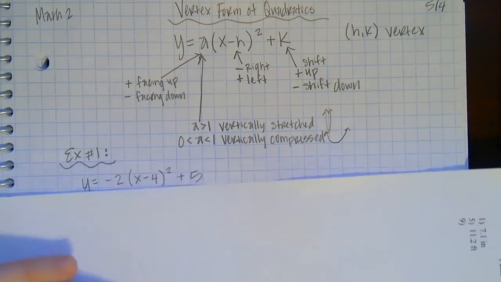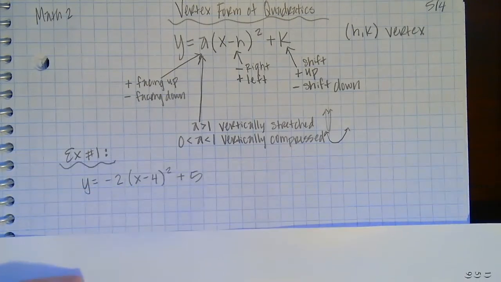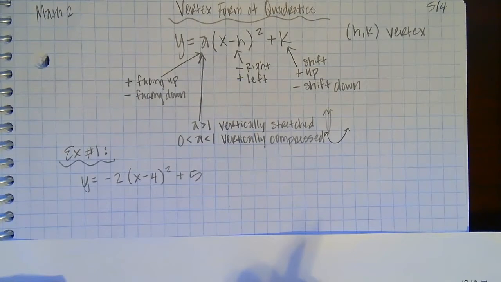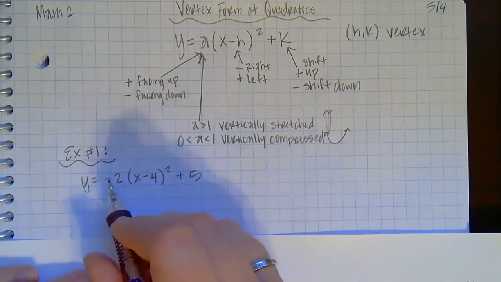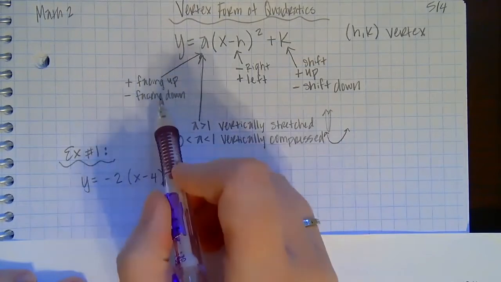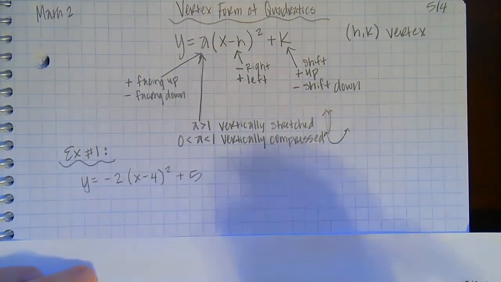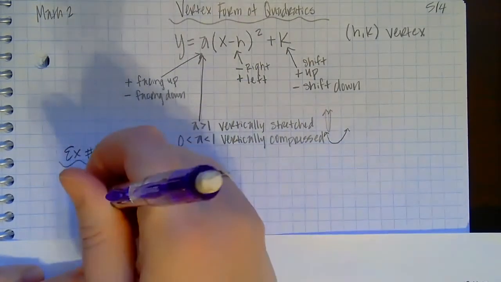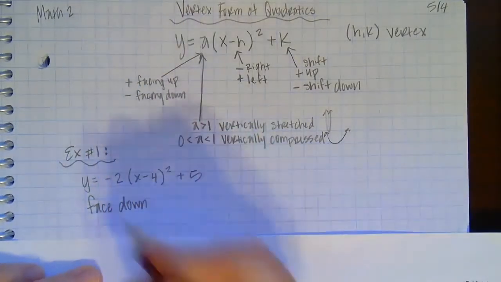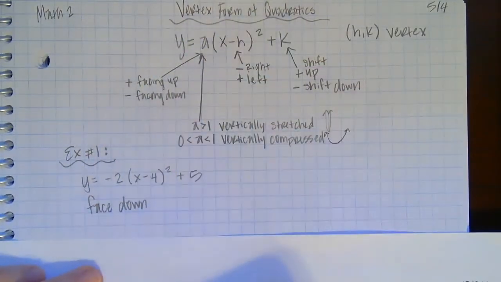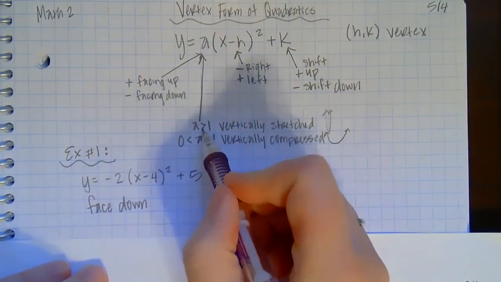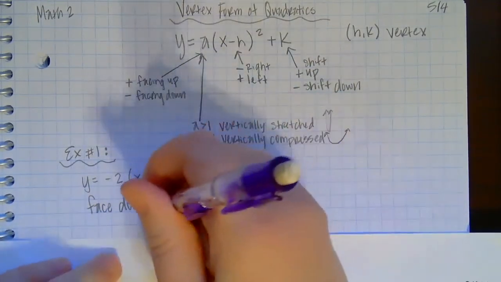So let's look at our first example here, okay? And let's see what we can do. So we have our first example. I'm going to look back up here at my notes, okay? So the first thing I notice is that there's a negative in front here. So if I look up here, when it's a negative in front, that means it's facing down. So the first thing I'm going to do when I describe my graph is I'm going to say that this graph is face down, because there's a negative in front here where the a is. Notice also that there's a 2 in front. So 2 is greater than 1. That means it's going to be vertically stretched.